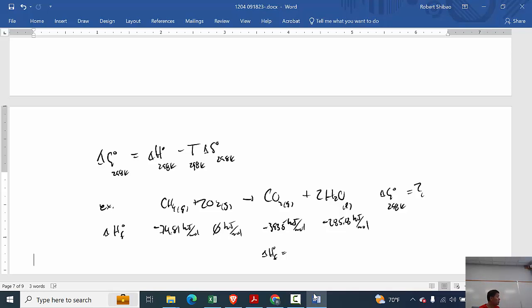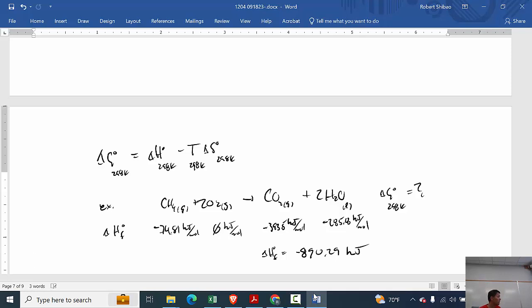2 times 285.8 plus 393.5. Okay, that's negative. Minus 74.81. So it's an exothermic reaction. It's quite exothermic at minus 890.29. That's highly favorable. Energy is going down.